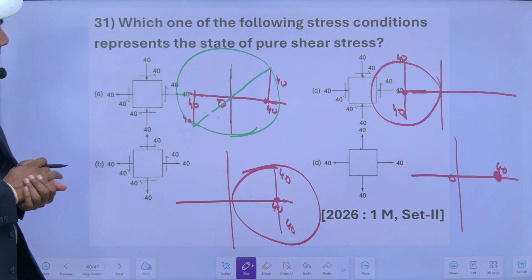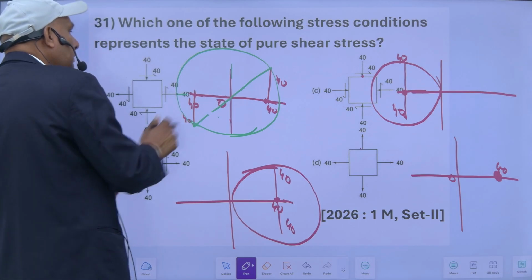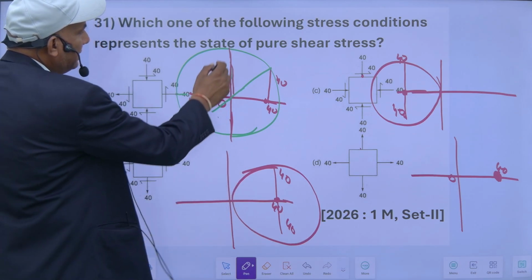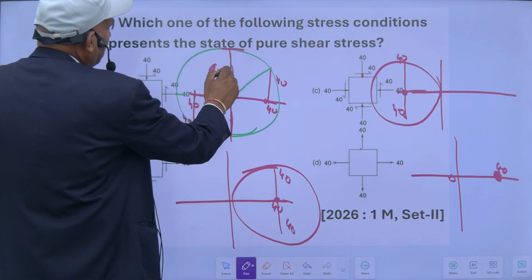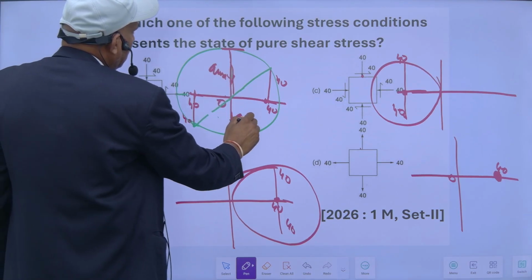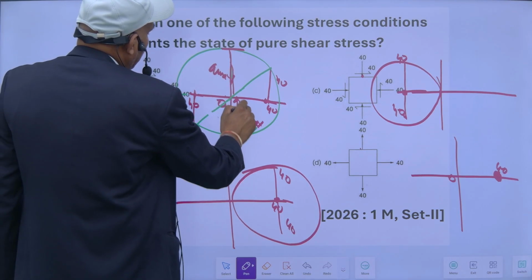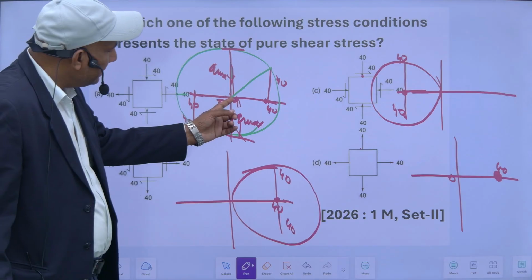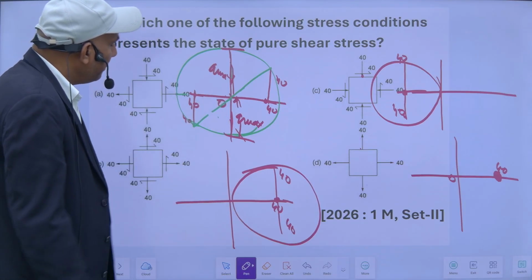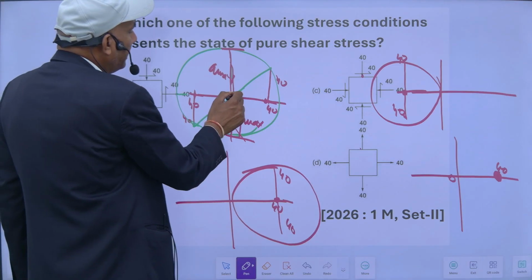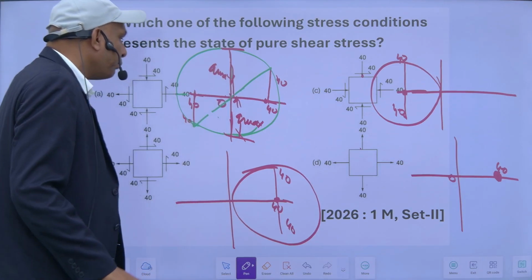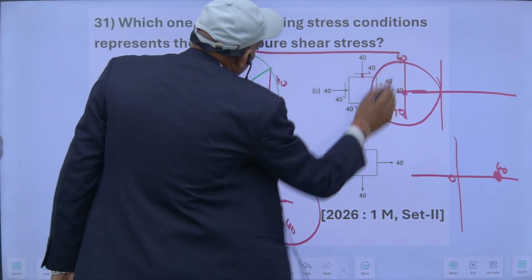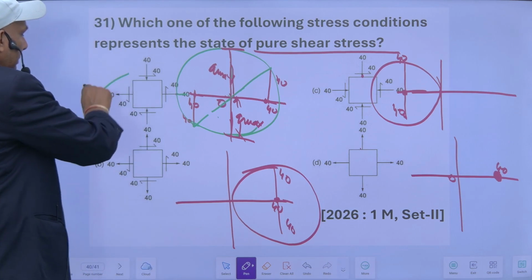Pure shear means where in this case my shear stress is maximum here. This is tau max, and at this location my normal stress is 0. So when shear stress is maximum, my normal stress is 0. So this is the case of pure shear stress. So this one is the right option.